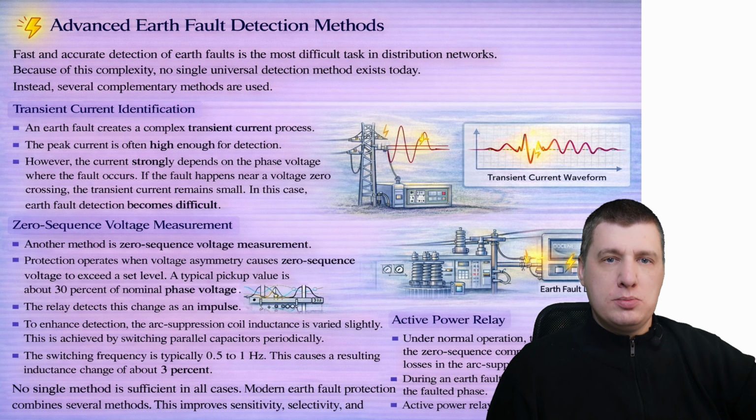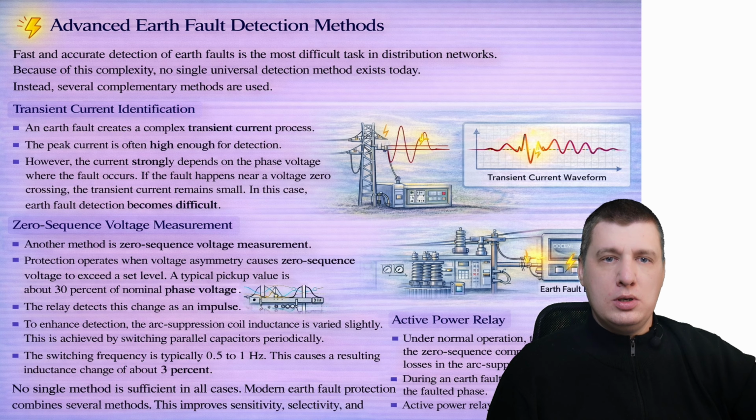Zero sequence voltage measurement. Another method is zero sequence voltage measurement. Protection operates when voltage asymmetry causes zero sequence voltage to exceed a set level. A typical pickup value is about 30% of the nominal phase voltage. This method detects the presence of an air fault regardless of the location. However, when the fault transition resistance is high, the fault may remain undetected.